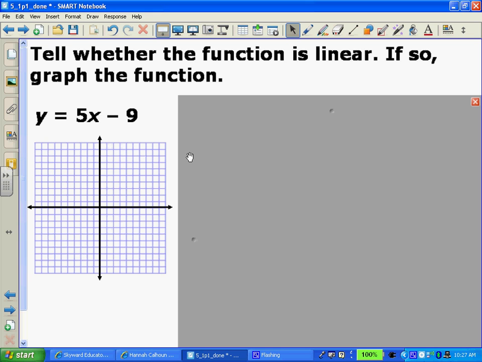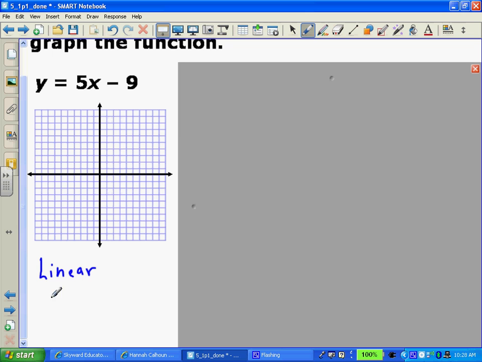So I'm going to look here at my equation and ask the questions. Do x and y have exponents other than 1? No. Are x and y multiplied together? No. Are x and y in denominators, exponents, or radical signs? No. So this one is linear. It passed all the tests.